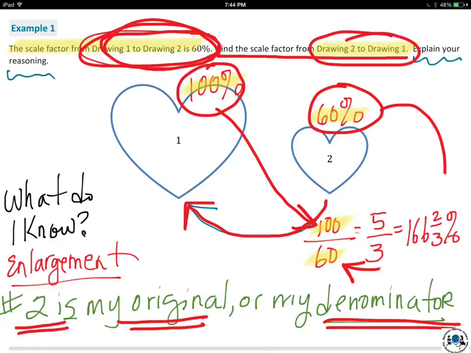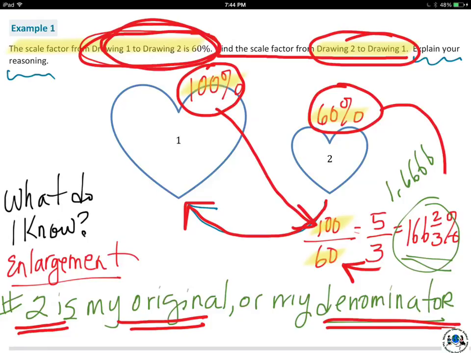166 2/3%. 5 divided by 3 gives me that percentage. Of course, on a calculator, you know that looked like 1.6666, that repeating 6, therefore I use the fraction in my percentage. And as you can see, it's an enlargement, so we know that 166 2/3 is reasonable at the very least because it is more than 100%.